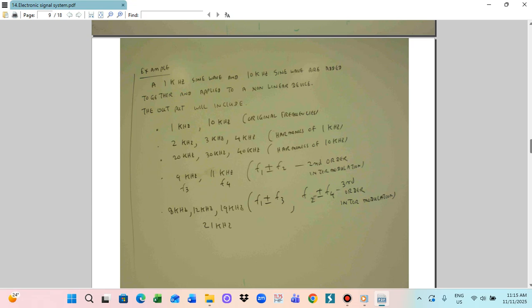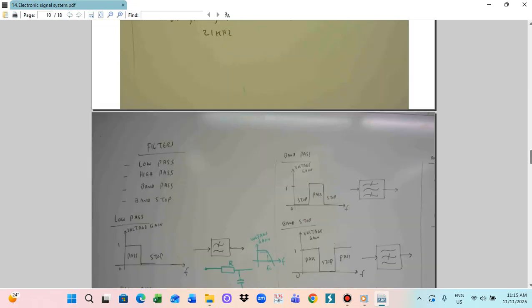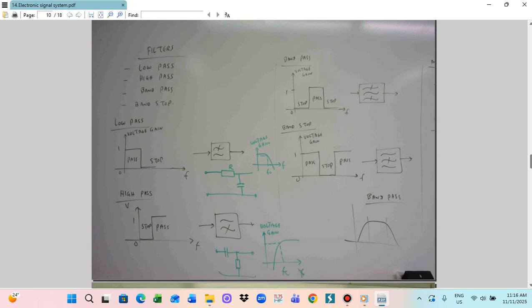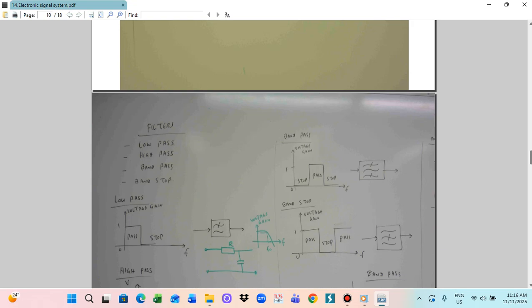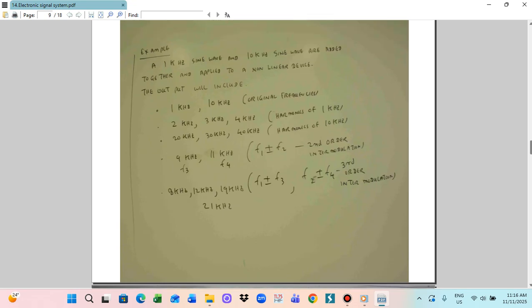With this modulation system, 1 and 10 kilohertz give 9 or 11 kilohertz. So F1 plus or minus F2, we got it. In the meantime, you can also make the next order. The 9 kilohertz and the 1 kilohertz can be plus or minus, and 11 and the 10 kilohertz can also be plus or minus. So for example, you call them F3, F4. Then you can also make F1 plus or minus F3, or F2 plus or minus F4. This we call third order intermodulation.